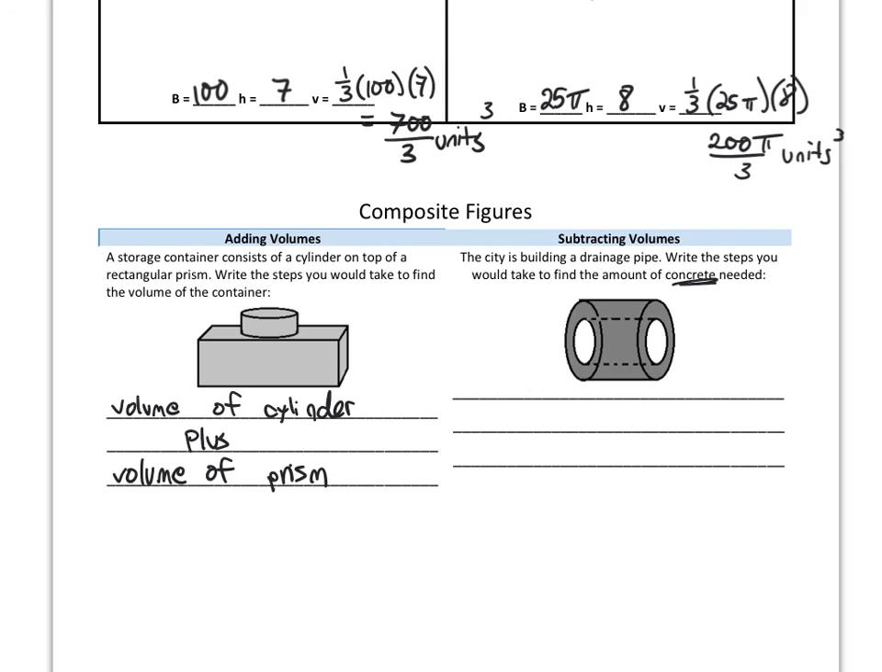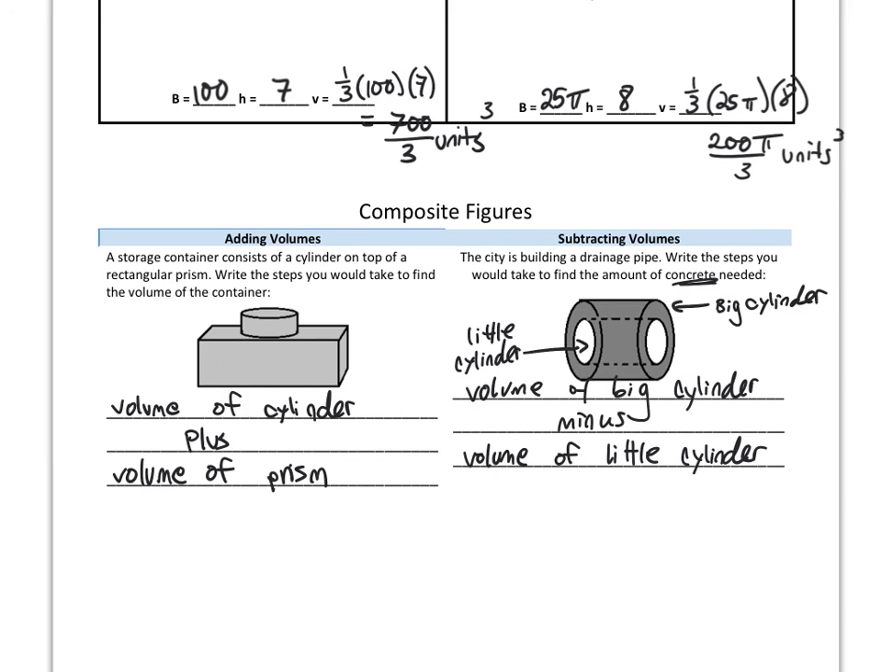Well, in this case, I'm going to find the volume of the big cylinder, and I'm going to subtract the volume of the little cylinder that's inside it. The little cylinder represents the hole, and the big cylinder represents the pipe. So the volume of the big cylinder minus the volume of the little cylinder would give me the volume of the material that I need in order to make that pipe. And you already know how to find the volumes of cylinders and prisms and cones and pyramids, so you can find the volume of any composite figure that you're likely to run into.